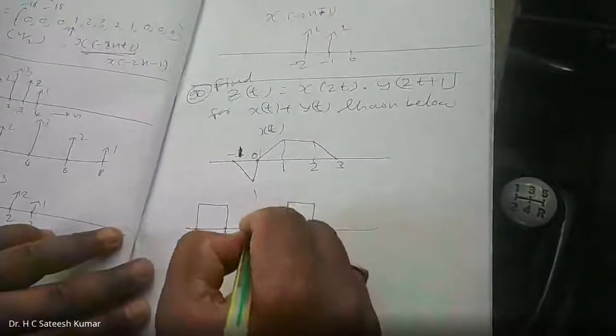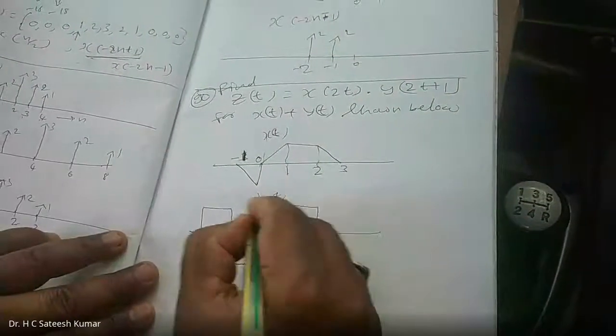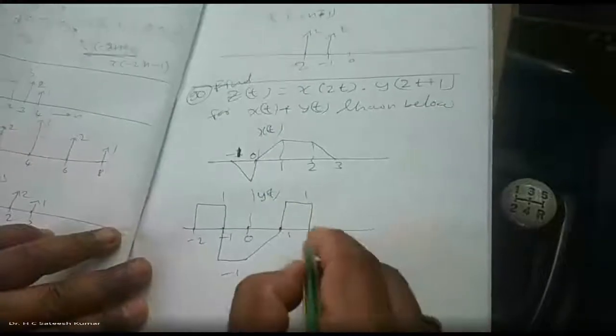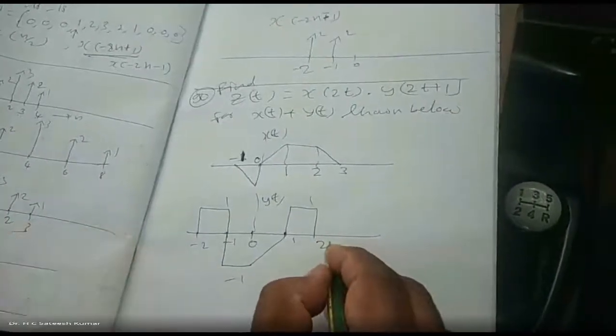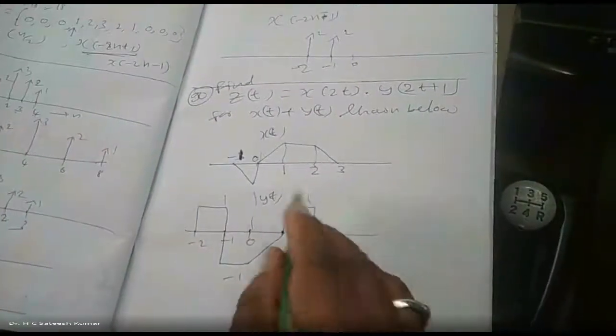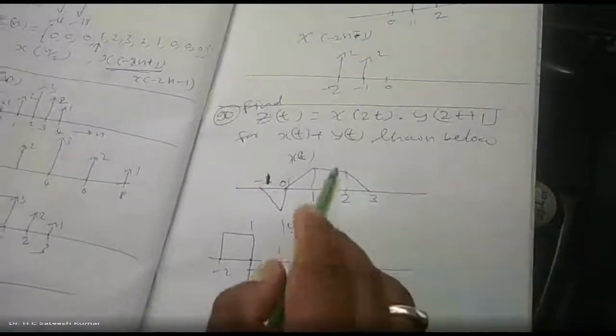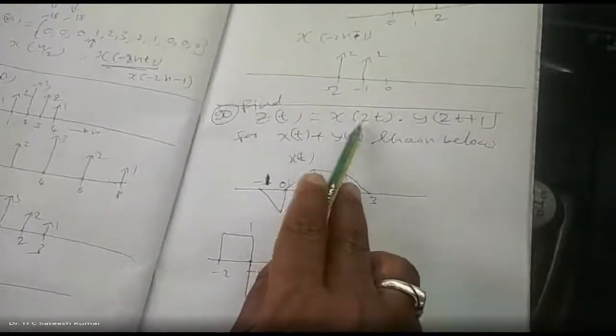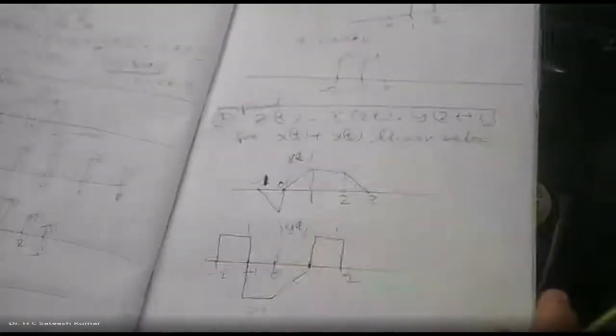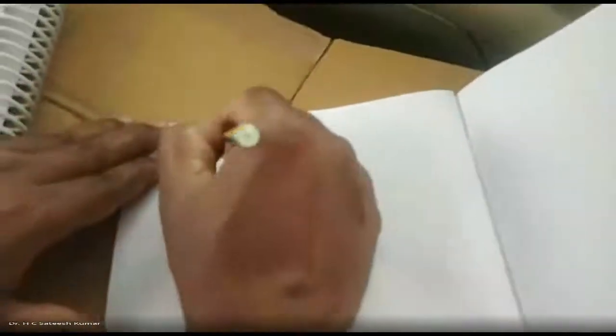This is your y of t. And amplitude is 1, and this is minus 1. This is 2. Okay, right. So y of t is there, x of t is there. Now the question is find out x of 2t. First you find out x of 2t. I'll write it separately here. X of 2t is scale the x of t, and you will get x of 2t.